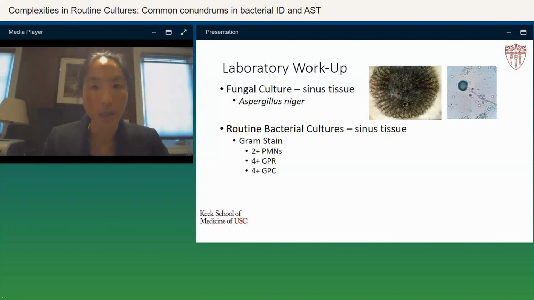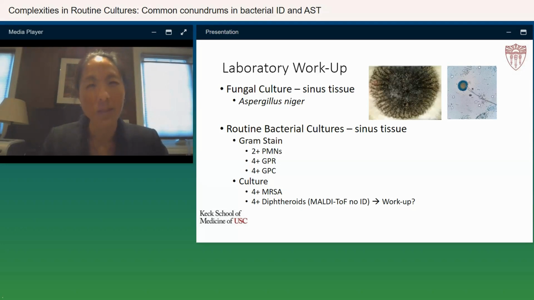The direct gram stain had 2+ polymorphonuclear neutrophils, 4+ gram-positive bacilli, and 4+ gram-positive cocci. So this tells us we're in an area of inflammation and it's teeming with bacterial organisms. Cultures the next day fortunately recovered the GPRs and the GPCs. So we had 4+ MRSA undoubtedly there.